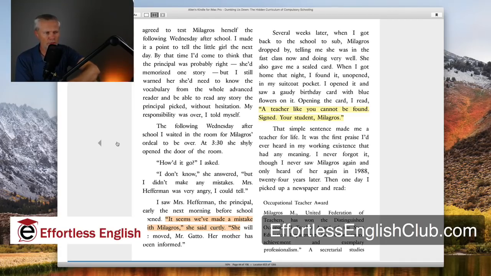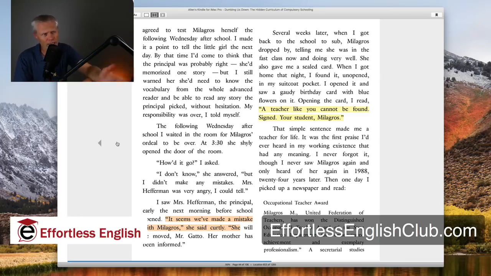And of course, Milagro, the little girl, was very happy. Mr. Gatto was very happy. But the principal was not happy. Isn't that interesting? The girl did very well, but the principal didn't care. The principal was more angry still because she felt like Mr. Gatto was challenging her power as the principal, right? This is bureaucracy. This is what happens.